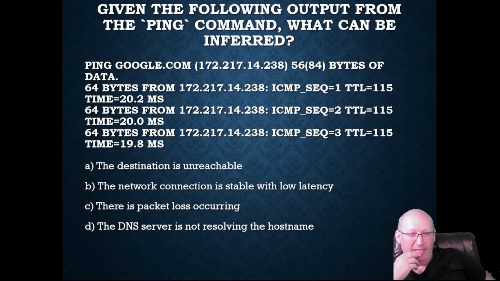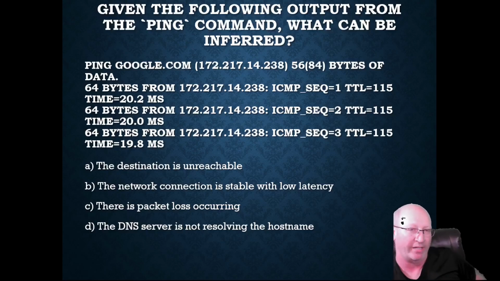Next one, let's drop down to D. The DNS server is not resolving the hostname. Well, the DNS server is resolving the hostname. It's right here on line number 1. We pinged google.com, and the DNS server came back and said google.com's IP address is 172.277.14.238. So the DNS server did resolve the hostname.